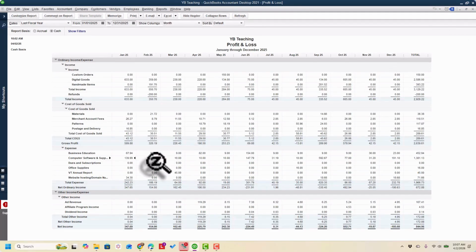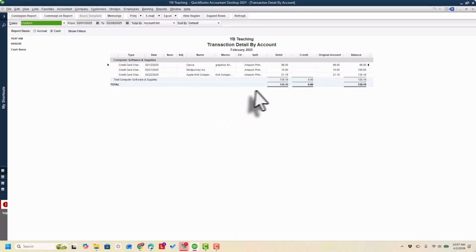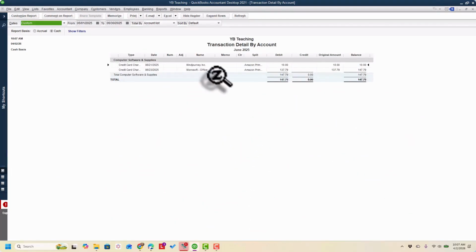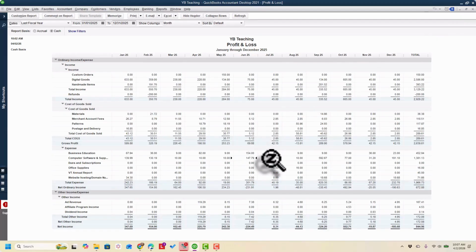And this is what you want to do. You want to zero in on your big expense months and see what you can get rid of. Now, in February, it was $100 to Canva. Now, I use Canva a lot. I mean, I'm in it almost every day. So I will deal with that cost. The next really heavy month was June, and that was my Microsoft Office subscription. Again, I'm in Office just about every day, so I'm going to keep that.